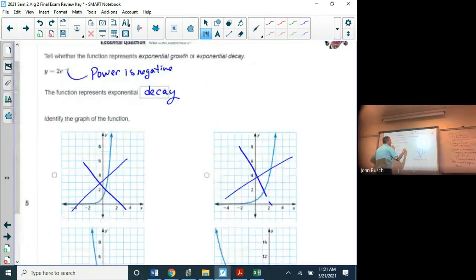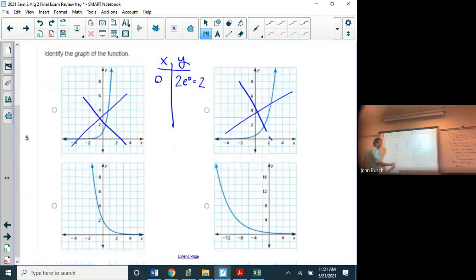Let's see. If we have x is 0, then y is 2 times e to the 0. Remember, e to the 0 is 1. So we're looking for the point 0, 2. In the decay, 0, 2 is that point. 0, 2 is that point, and it's not this one because it doesn't go through it. So that is your choice. And again, you could graph it on your calculator.